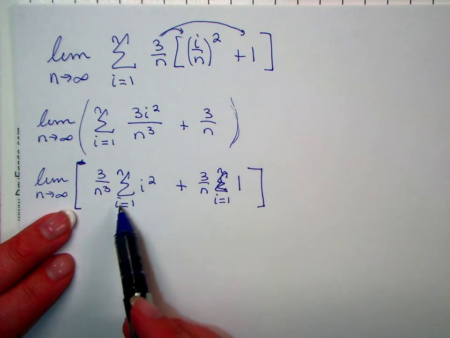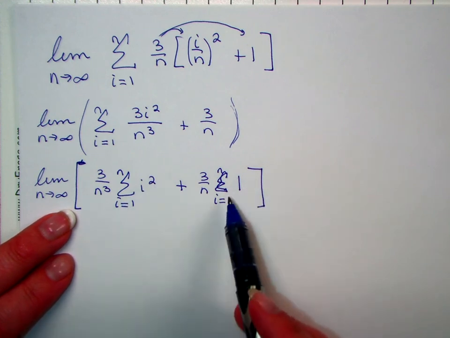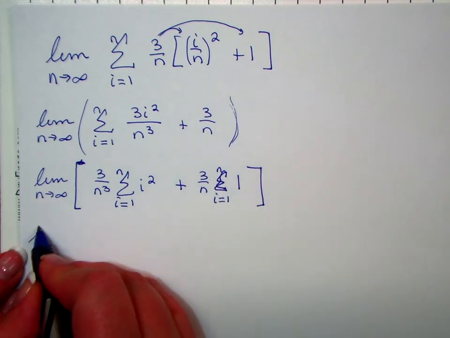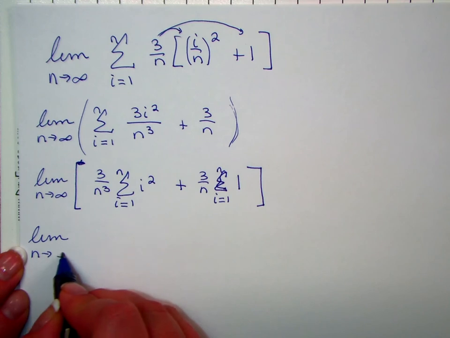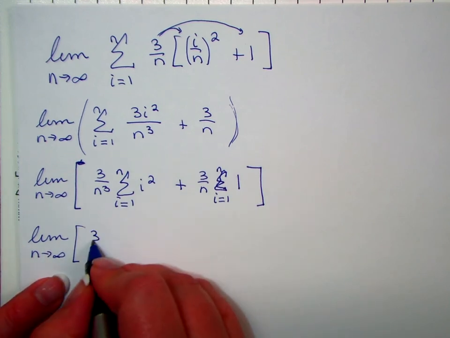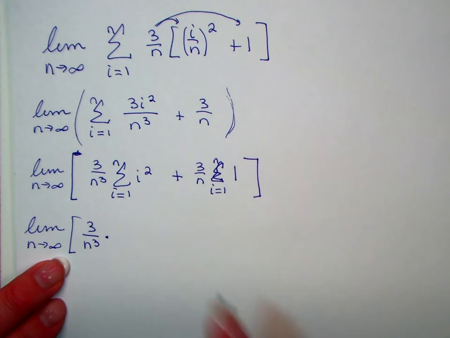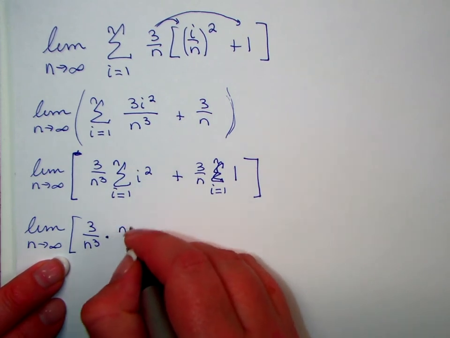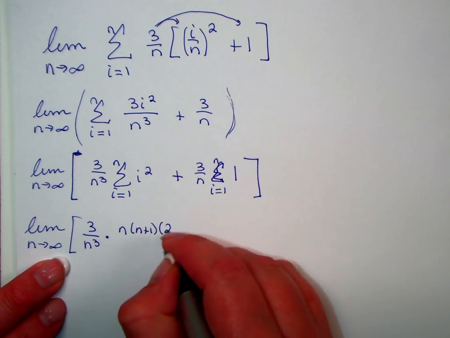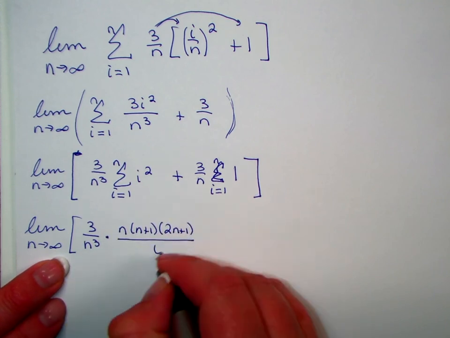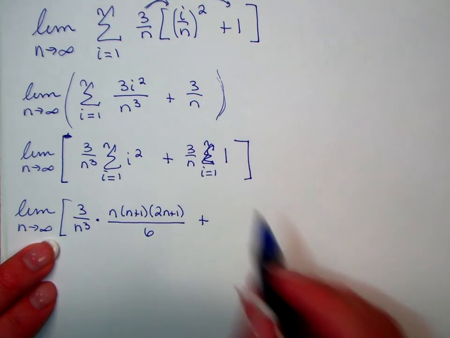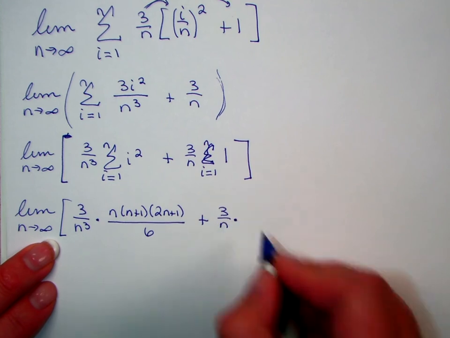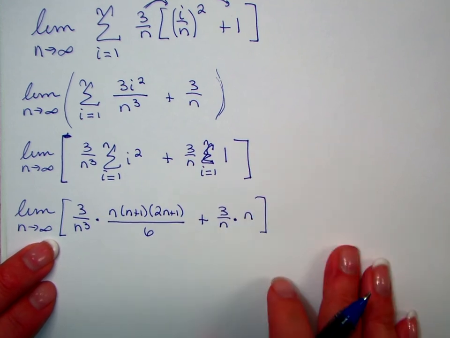The sum of i squared has a known formula. The sum of 1 has a known formula. The sum of 1 is n. So what we're going to get here is the limit as n goes to infinity. The constant 3 over n cubed is multiplied times the known formula for i squared, so we get n times n plus 1 times 2n plus 1 all over 6. And then this constant 3 over n gets multiplied times the sum of 1, so it's 3 over n times n.